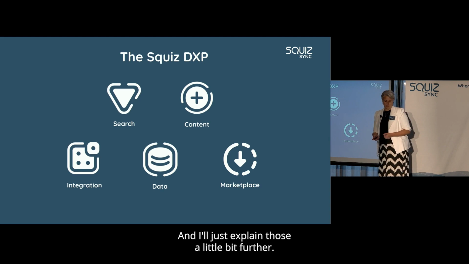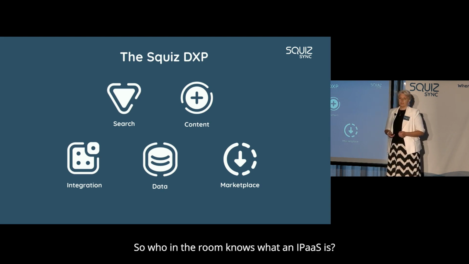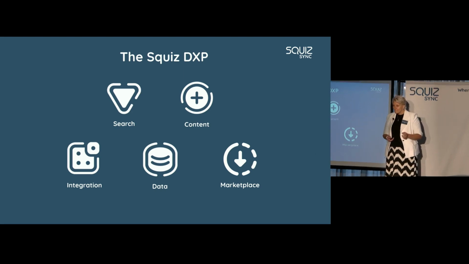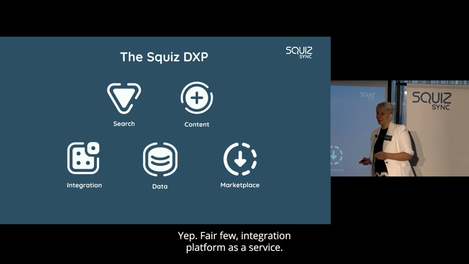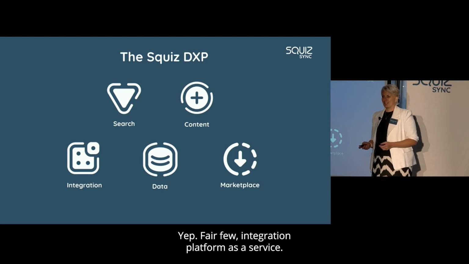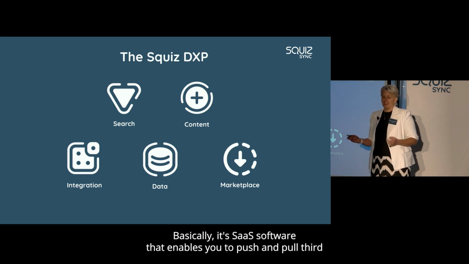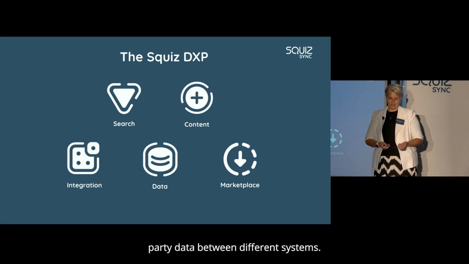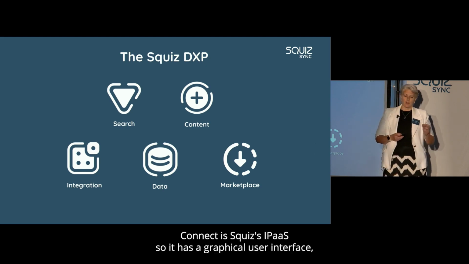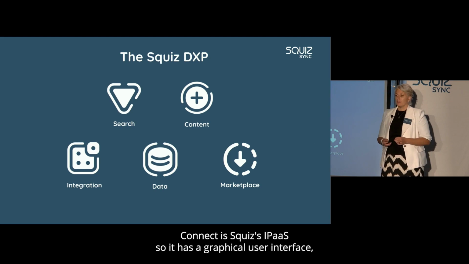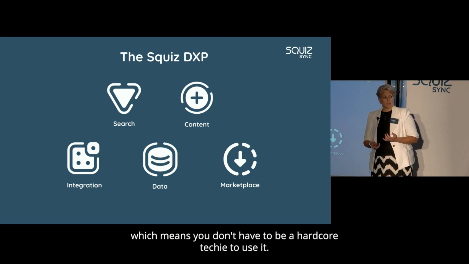And I'll just explain those a little bit further. So who in the room knows what an iPaaS is? Yep, fair few. Integration Platform as a Service. Basically, it's SaaS software that enables you to push and pull third-party data between different systems. Connect is Squiz's iPaaS. So it has a graphical user interface, which means you don't have to be a hardcore techie to use it.